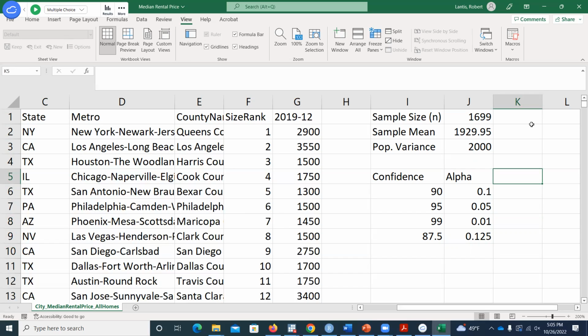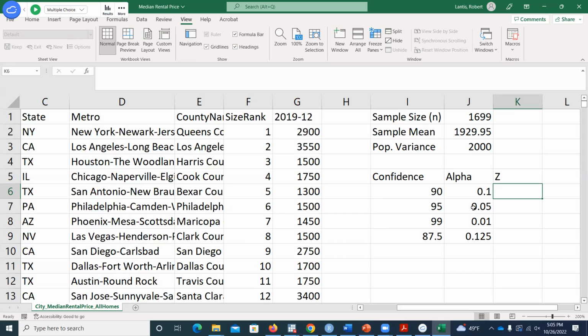You could do all of this in one cell, which I think next class I'll have an example where I show you that. But for now, let's just break this down and we'll create a column where we find the z-value associated with each of these alphas. So remember what we're doing when we're finding the z-value is we were just looking up alpha divided by 2 from our standard normal table, right?